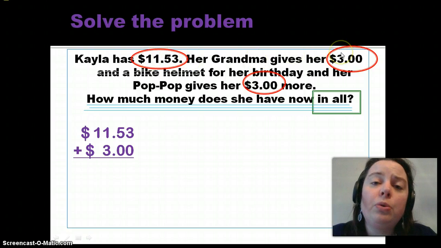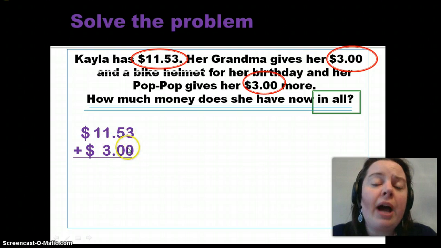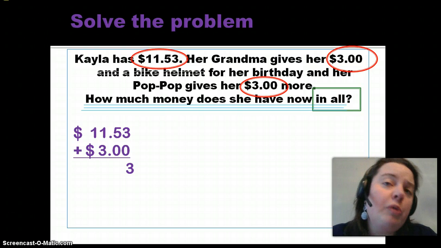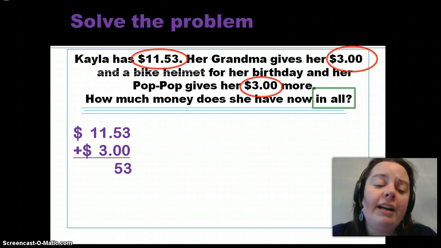$11.53 to $3. We're going to set up our problem, make sure that our decimal points are lined up, make sure that we start at the right-hand side. We need the decimal points lined up, so we make sure that we're adding the right numbers together. So 3 plus 0 is equal to, good, 3. And then 5 plus 0, because we moved to the left, 5 plus 0 is 5.